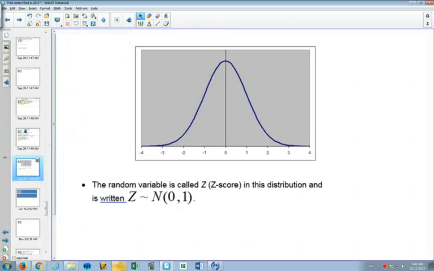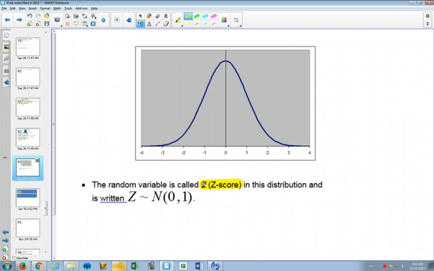Okay, and here is a graph of your standard normal. And we call all the values on our standard normal z-scores. So if something has a z-score of 1.32, that would tell you that they are 1.32 standard deviations above the mean. If someone had a z-score of negative 0.8, that would tell you that you have a score that is 0.8 standard deviations below the mean.